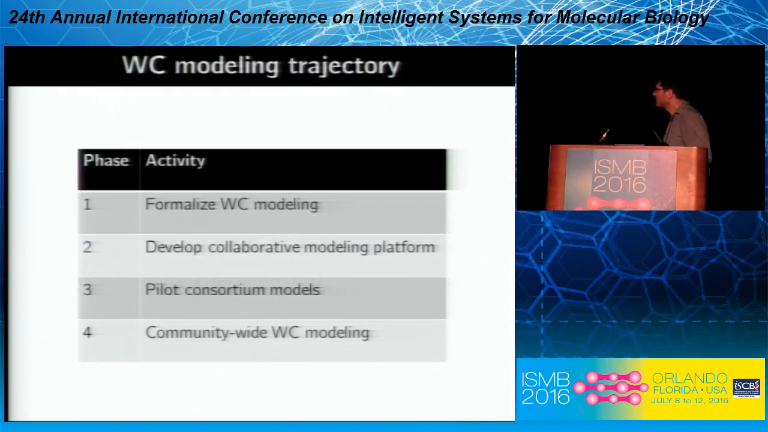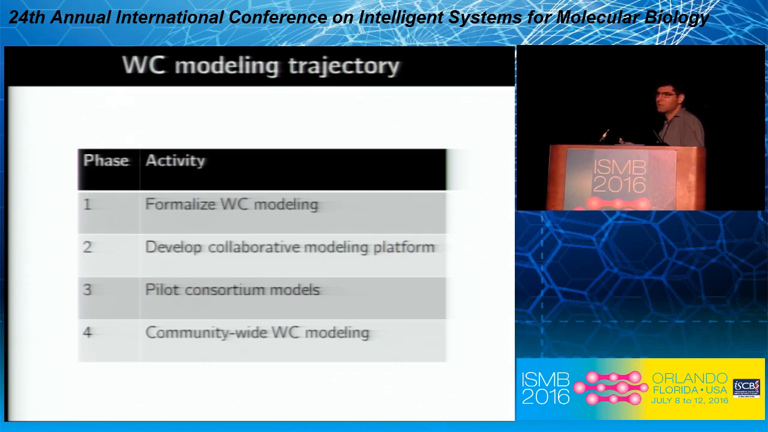Okay, so where is whole-cell modeling going over the next several years? Over the next few years, we think that the whole-cell modeling field is mostly going to focus on formalizing and systemizing our approaches to whole-cell modeling, and then using that to pilot a few models of human and bacterial cells. Going forward, what we'd like to do is then build a collaborative whole-cell modeling platform which allows ultimately anybody in the world to contribute to a few key whole-cell models of bacterial and human cells.